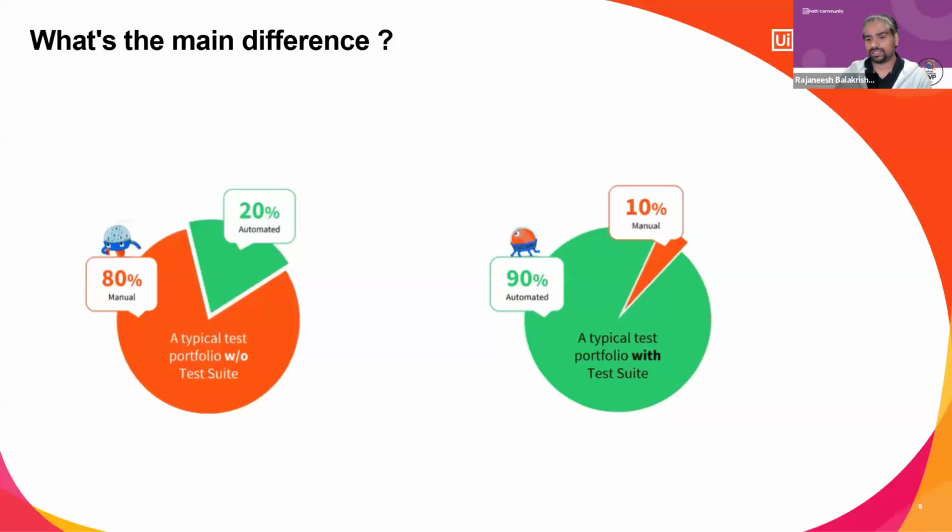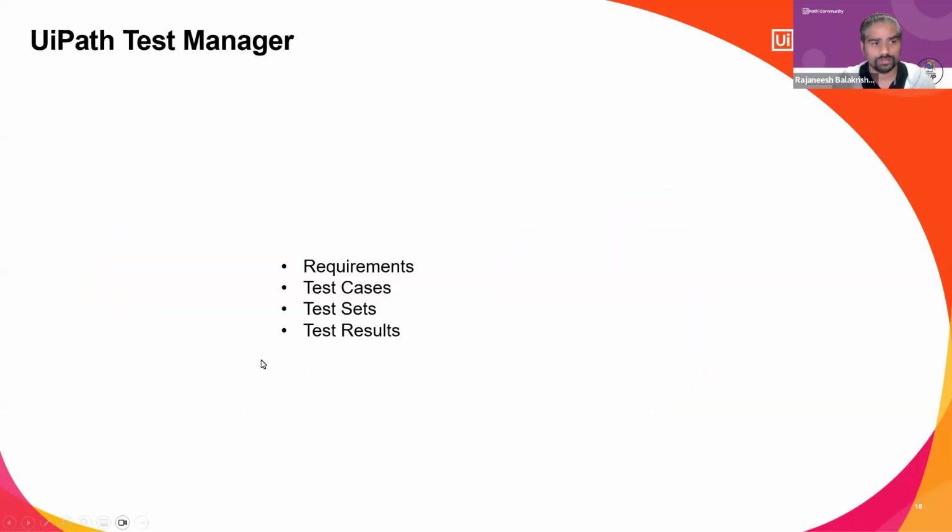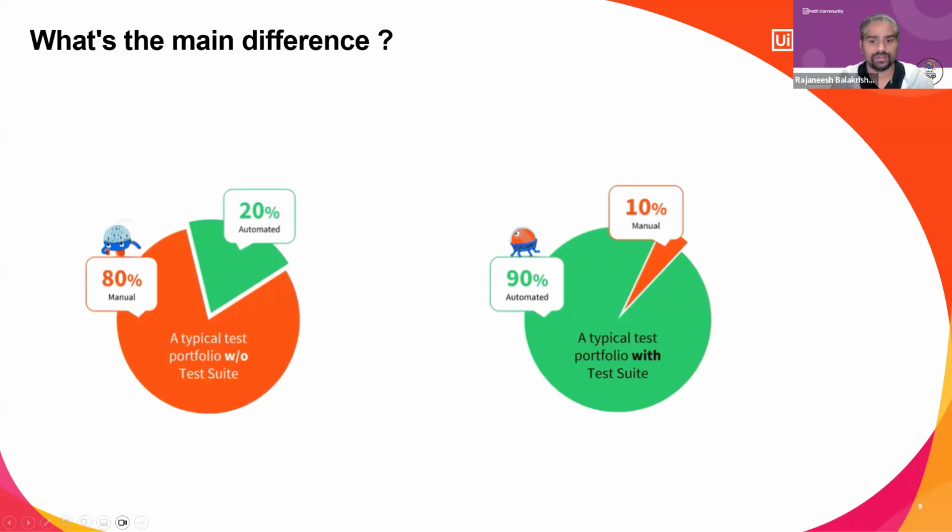If someone has the Test Suite tool in their portfolio or enterprise, we are pretty sure that 90% are automated. There are so many clients who come up with proof that they are able to automate 90% of their test cases, and just 10% are manual, mainly because they are supposed to be done manually. We are not supposed to automate those test cases. Which means we are able to automate most of the scenarios, right?